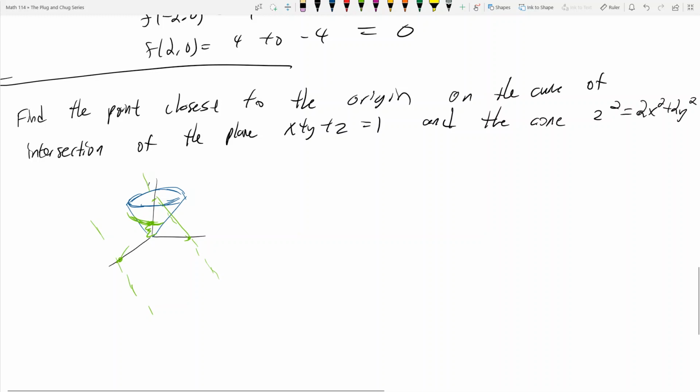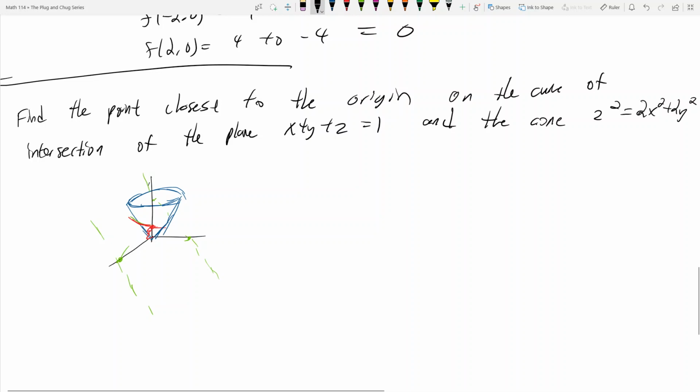This is an absolute abomination of a drawing, but hopefully it helps somewhat with what's going on. So the red line, think of that as the intersection between the cone and the plane. We've got to find the point on the red line. There's some point here that's going to be the closest to the origin. And so how do we find this, and how do we use Lagrange multipliers out of every method that we have to solve this problem?